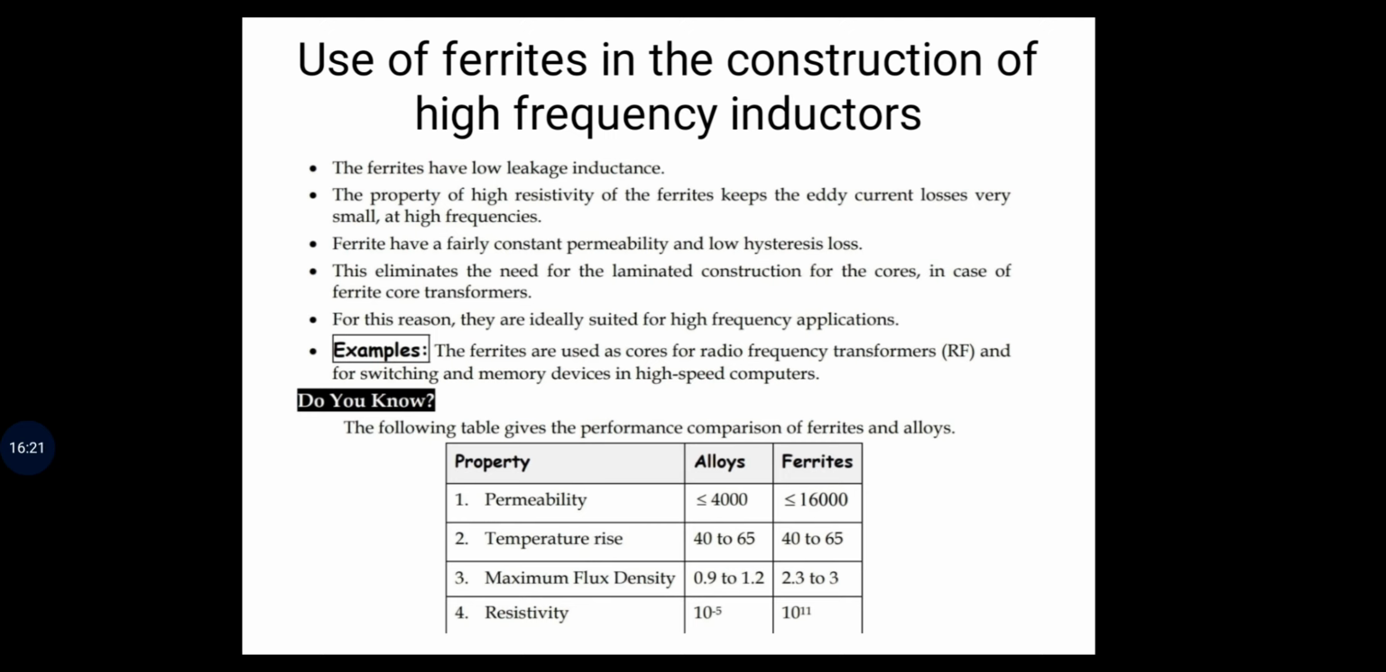Maximum flux density for alloys is 0.9 to 1.2. For ferrites, 2.3 to 3. Resistivity for alloys is 10 power 5. For ferrites, 10 power 11. So from this comparison, we use ferrites in construction of core for inductors.